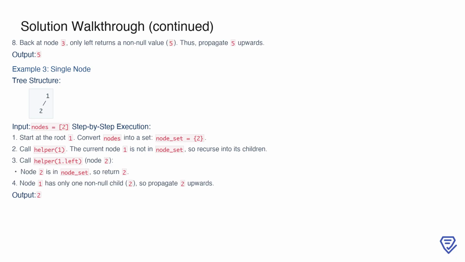Here, we find that node 2 is present in the node_set, so we return it. Back at node 1, since it has only one non-null child, we propagate the result upwards. The lowest common ancestor in this case is node 2, so the output is 2.